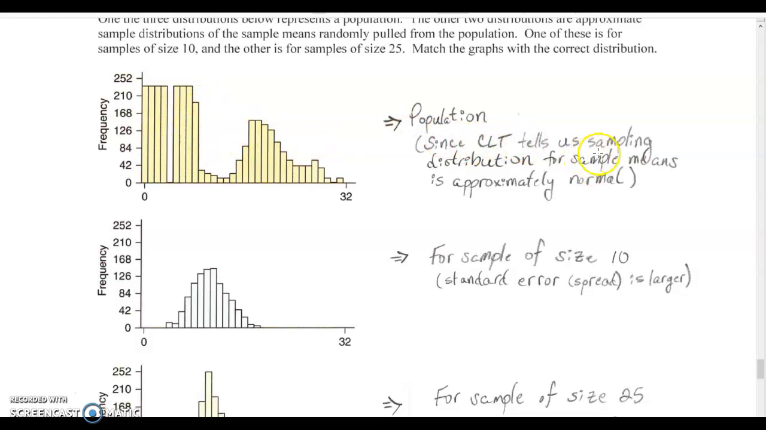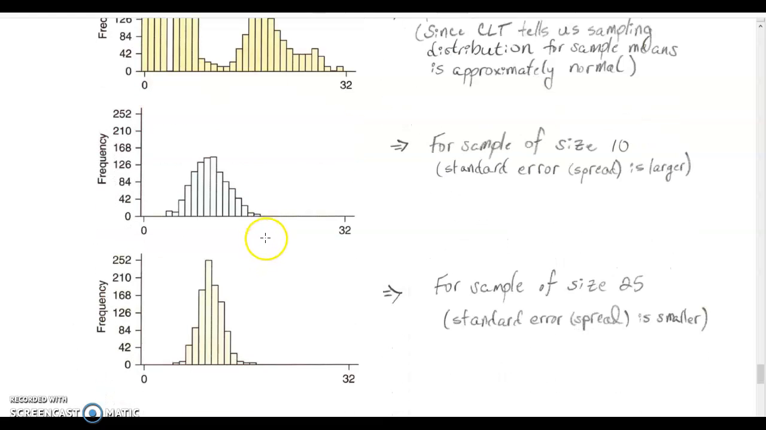Since the central limit theorem tells us that the sampling distribution for sample means is approximately normal, this one could not be a distribution of sample means. Now if I pulled samples of size 10, I'm going to get a larger standard error than for samples of size 25. Remember, sigma divided by the square root of n is your standard error. So you're going to have a larger spread here. This one's a little bit tighter, more of the samples clumped in towards what appears to be the population mean. So this one has to be for samples of size 25, whereas this one has to be for samples of size 10.